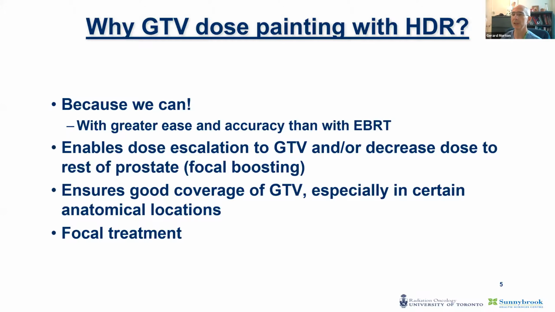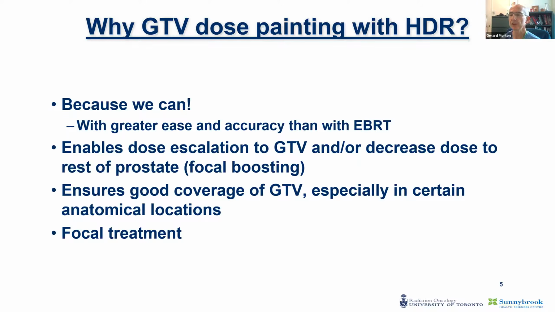Why? Well, because we can do it, okay? And we can actually do this much more easily with HDR brachytherapy than with any other form of radiation. It's easier to do even than with LDR brachytherapy. It's much easier to do than with SBRT, where we've got a lot of motion to account for. It enables dose escalation to the GTV with often a decrease in dose to the rest of the prostate. This would be focal boosting.